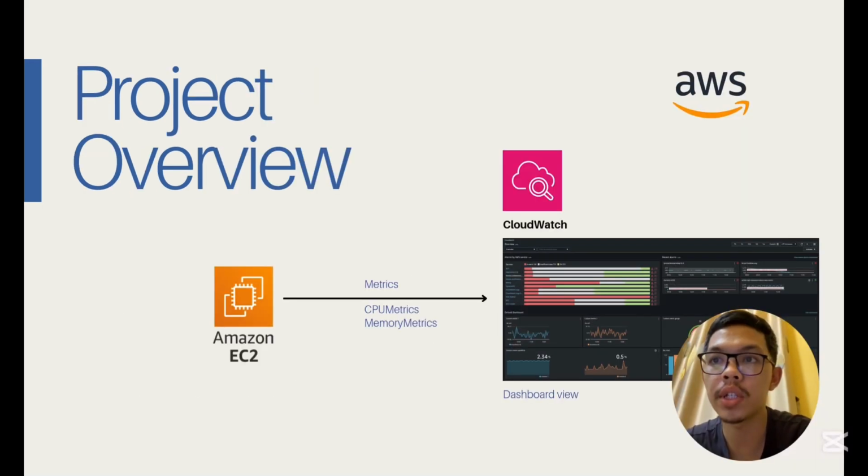This is our project overview. Our project focuses on monitoring an EC2 instance. We will track CPU and memory metrics, and we will visualize them in the CloudWatch dashboard. This demo will show you how to transform raw data into actionable insights in the dashboard.